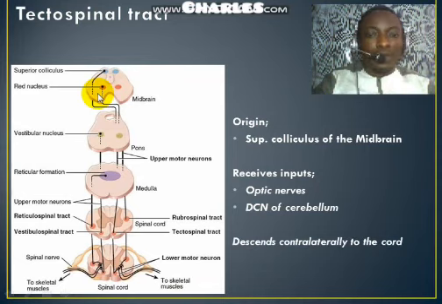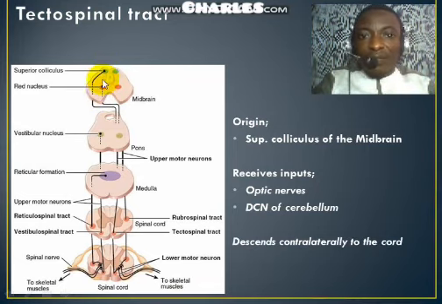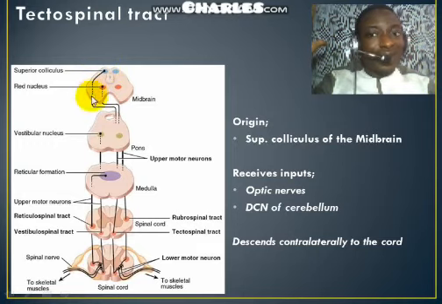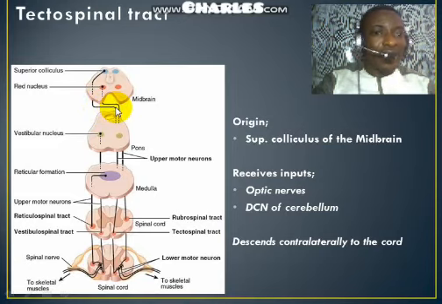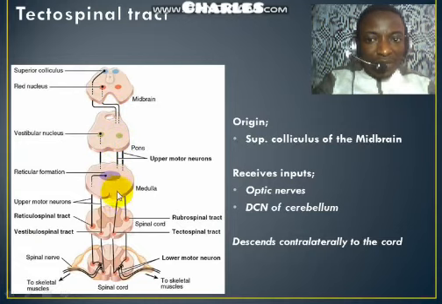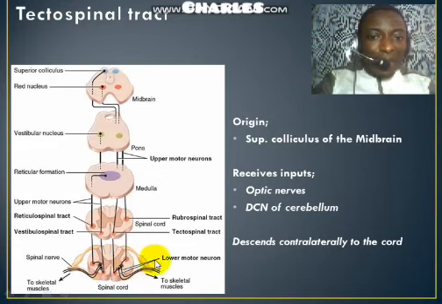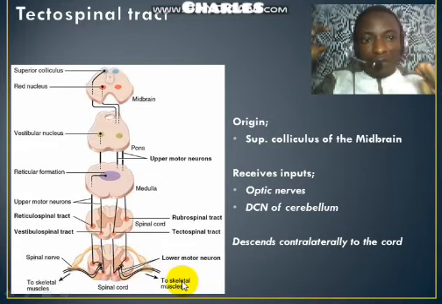Now, this tract descends contralaterally. Look. Firstly, it descends ipsilaterally in the CNS, and it decussates to the opposite side of the CNS and begins to descend contralaterally, downwards, and terminates at the effector organ, which is skeletal muscle.